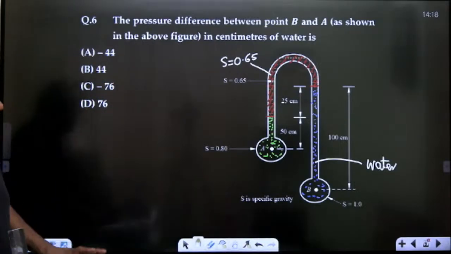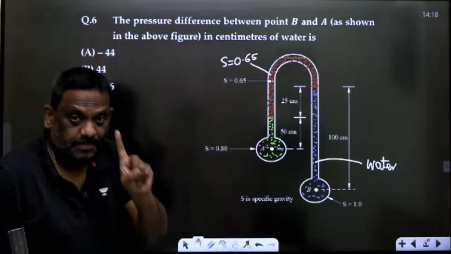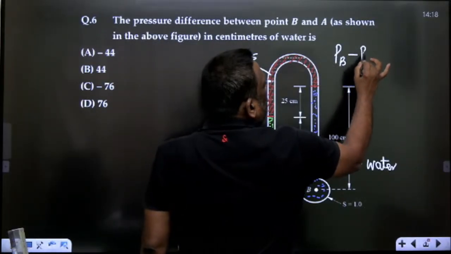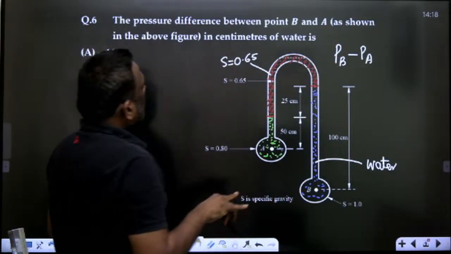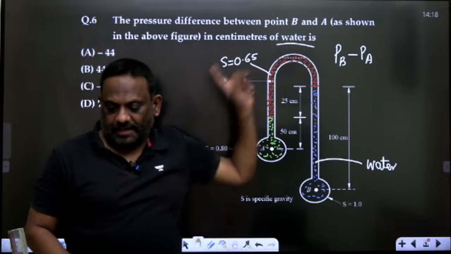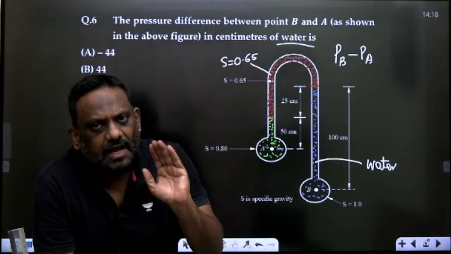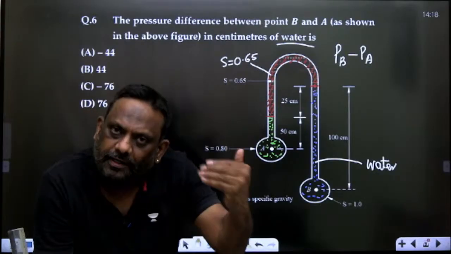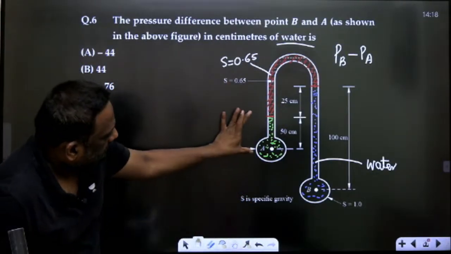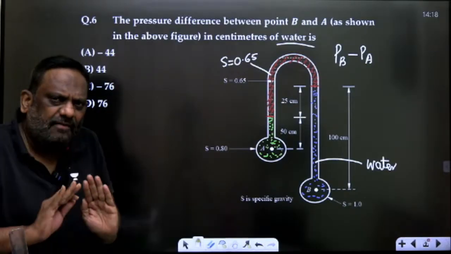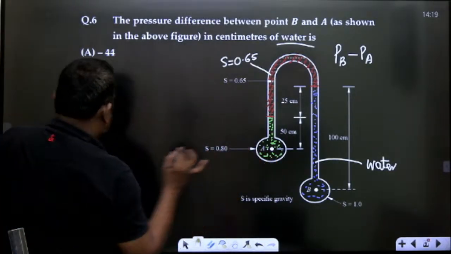What is being asked? What is the pressure difference between B and A, in centimeter of water? In centimeter of water means everything I should convert in terms of water. Now look at this side. This is 50 centimeter. So let us put everything in. Let the pressure here be PA.